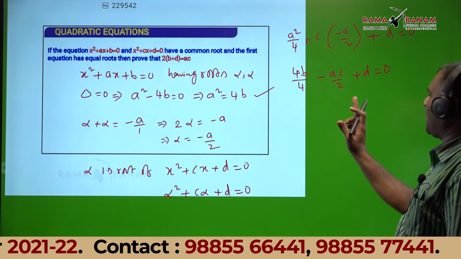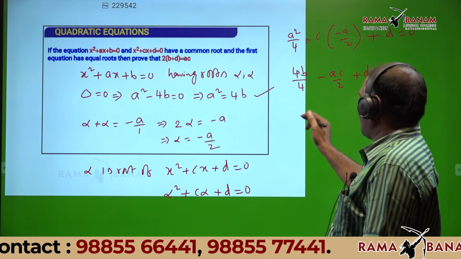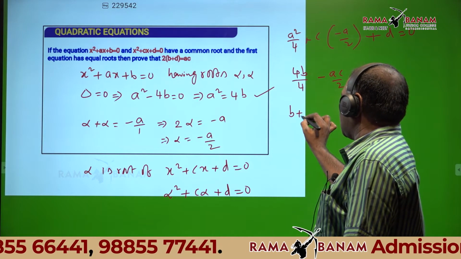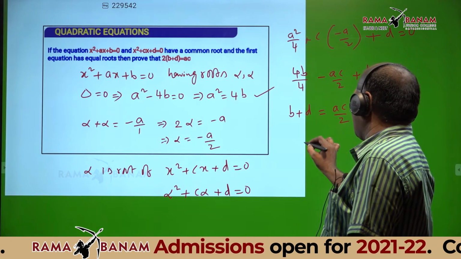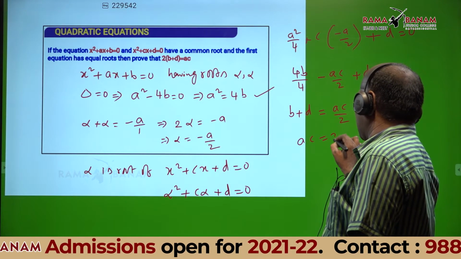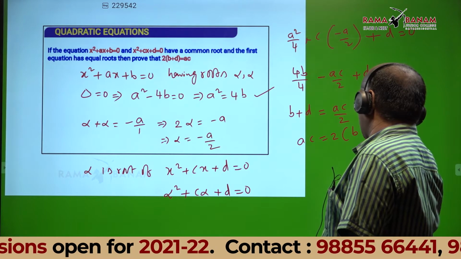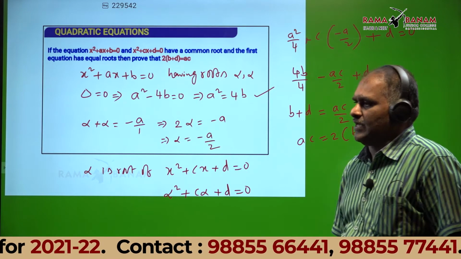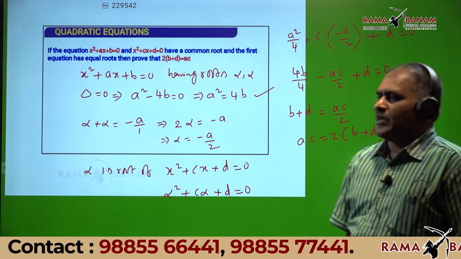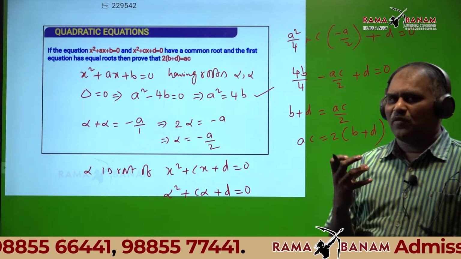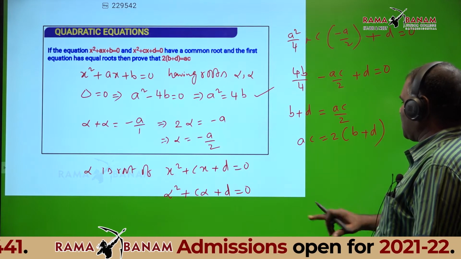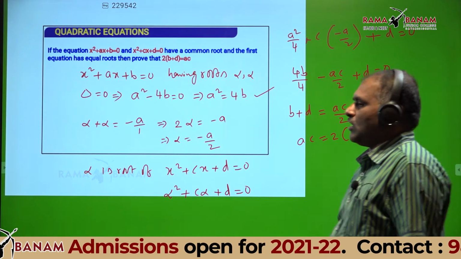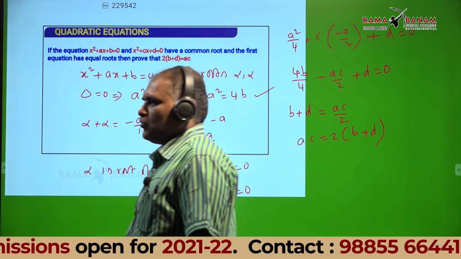Moving the negative term to the other side, the 4 cancels. So b plus d is equal to ac by 2. What is ac equal to? 2 times of b plus d. In an objective question, they can ask: what is 2 times of b plus d? That value is equal to ac. Do you understand?